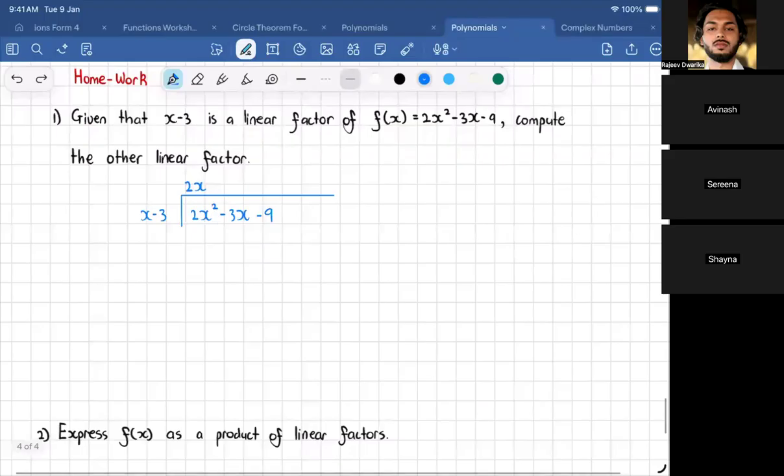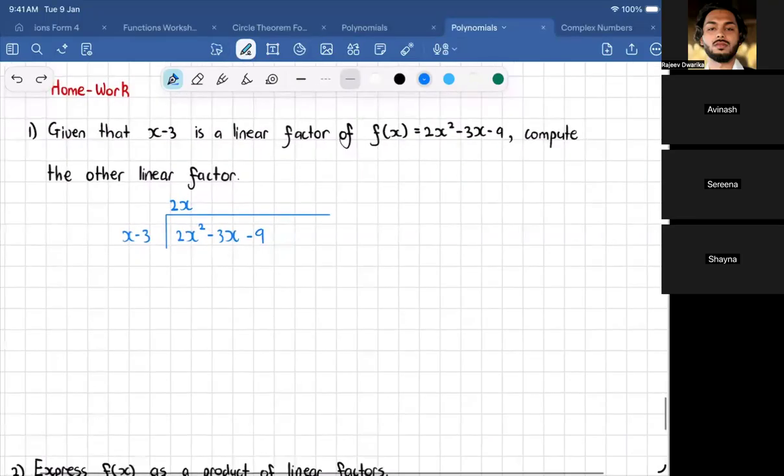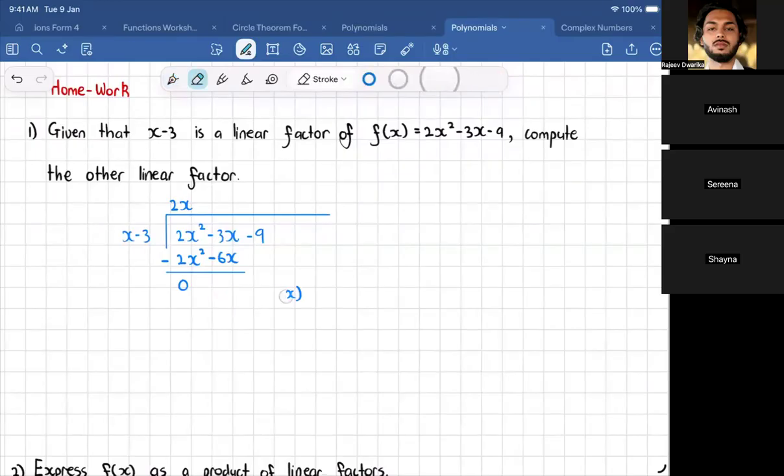So 2x by x is 2x squared, right, because x by x is x squared. Nice. Then 2x multiplied by minus 3 is minus 6x. Then you're gonna subtract. What is 2x squared minus 2x squared? 0. What is minus 3x minus minus 6x? Positive 3x, yes.